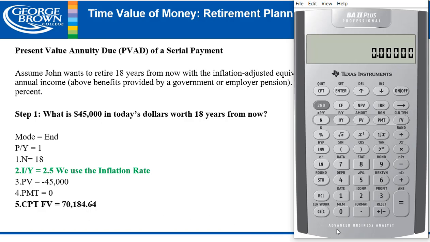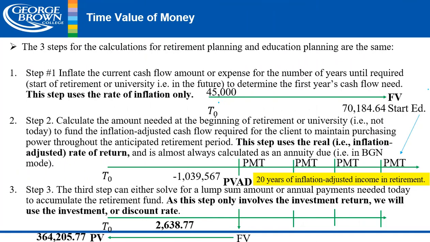We can see it's $70,184.64, okay? Now, if we wanted to use just the algebra, future value equals present value times 1 plus I to the n. We would do 1.025, that's 1 plus I, Y to the x, we're going to do 18, and we're going to multiply that by the $45,000 present value, and we're going to have $70,184.64. Okay, so that's step number 1. So step number 1 is done. $45,000 in today's dollars is worth $70,184.64 18 years from now.